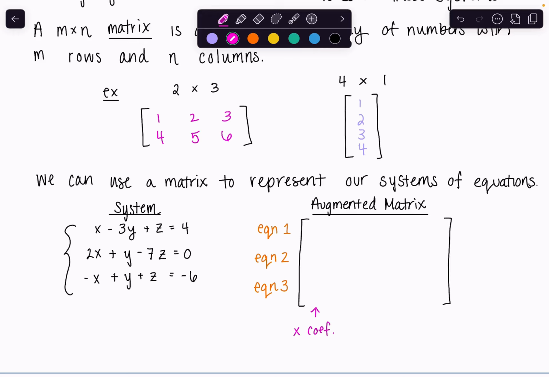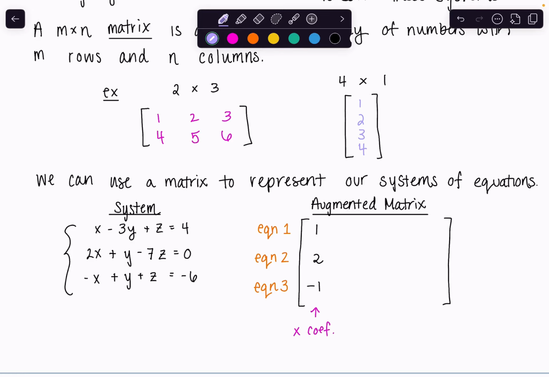If I look at my system, I have 1x. So in the very first spot, I'm going to put 1. This is called element A11, first row, first column. Then if I look at equation 2, my x coefficient is 2. So I would put a 2 in this spot, corresponding to the second row, first column, because again, it always goes row, column. Then our third equation has negative x, so that coefficient on x is -1.